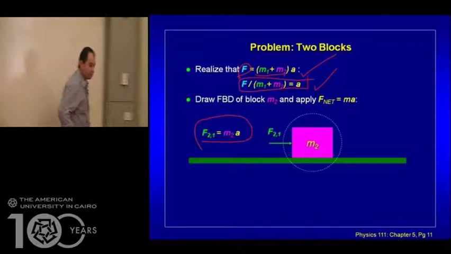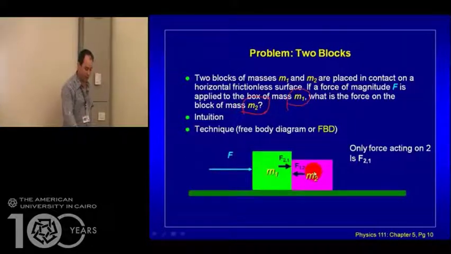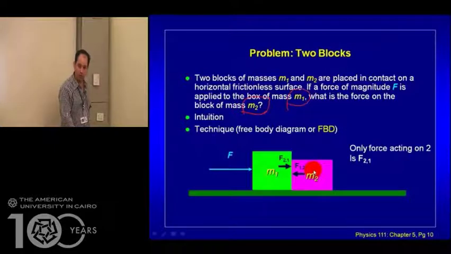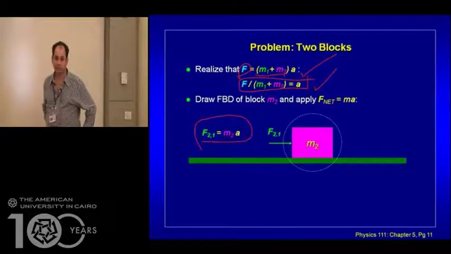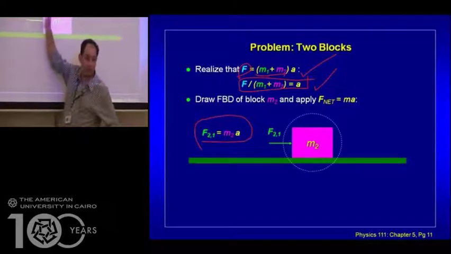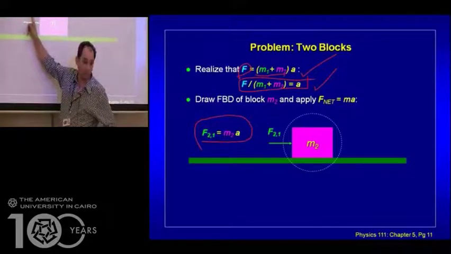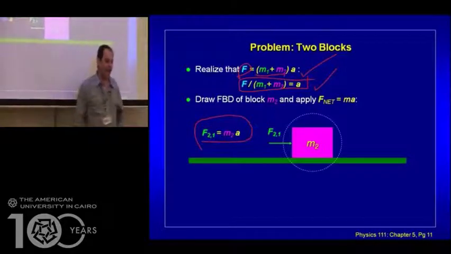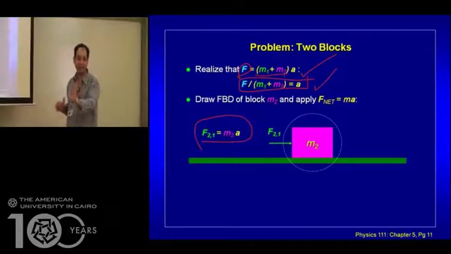Let me remind you, guys, I'll take you back one step. I'm looking only at that object, M2. What are the forces on M2? It's the contact force between M2 and M1. That's F21, the force on object number 2 from object number 1. This is the only force acting on object number 2. Force F is directly acting on object number 1. It's not acting on object number 2.